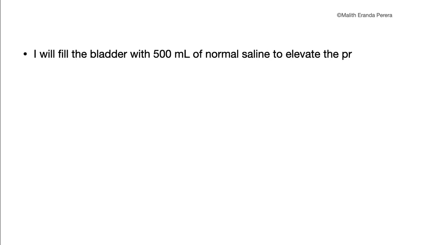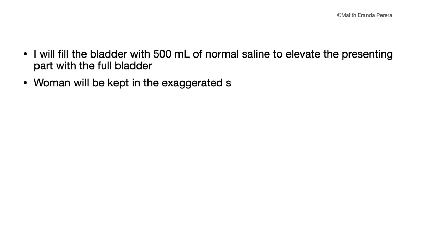You cannot keep your hand inside the vagina until you transfer the woman to a facility where theatre is available. In such cases, you have to fill the bladder with normal saline to elevate the presenting part with the full bladder. Don't forget to empty the bladder before you do the cesarean section. You cannot transfer the woman in the knee chest position as it is dangerous. You have to put the woman in exaggerated Sims position, where the woman will be kept in a left lateral tilt with a pillow below the back.